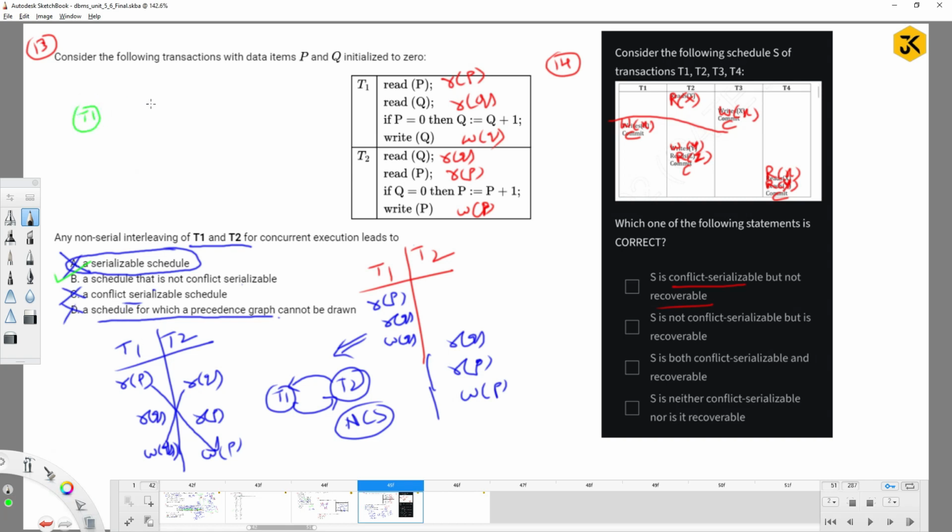T1, T2, T3, T4, right? So try to find whether any conflicts are there. T2 to T3 there is a conflict. T2 to T1 there is a conflict. Good. And are there any conflicts with respect to T2 of the R of x? No. W of x, T3 to T1. Right, T3 to T1, yes, it is there. T3 to T4, it is there. Right? T3 to T2, no problem.